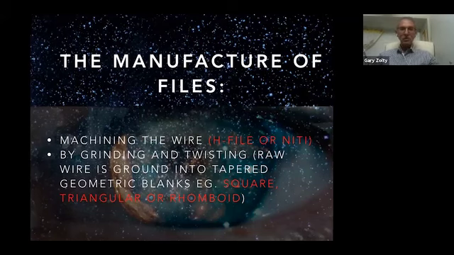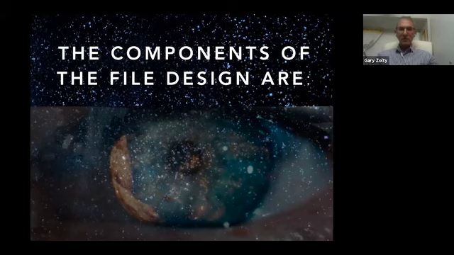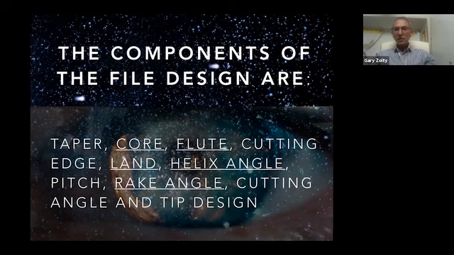The file system could also differ by the file design. There are many different components to the file, and we need to look at the taper, the core, the flute, the cutting edge, the land, the helix angle, the pitch, the rake angle, cutting angle, and tip design. But we're only going to look at a few of them, the ones that are underlined.